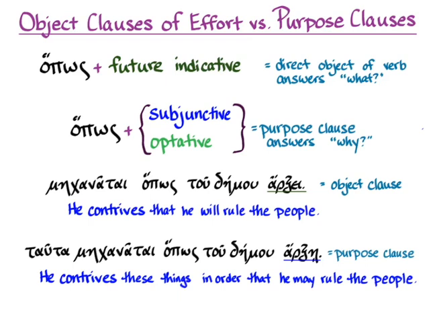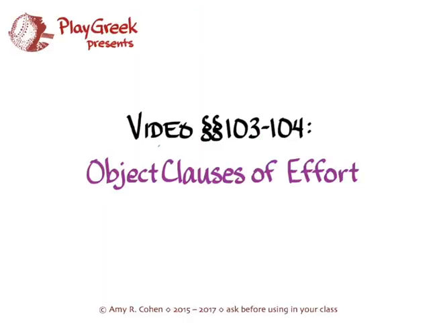So pay attention to your endings. Remember now that hopos can do different things, and ask yourself, do I have a verb of striving? Does hopos take the future indicative here? Could I be answering the question what someone is striving or bringing about? Or do I have the subjunctive or the optative after the hopos, and am I answering the question why? That should take you pretty far in understanding object clauses of effort and being able to translate them when you see them in Hansen and Quinn or in real Greek in the wild.